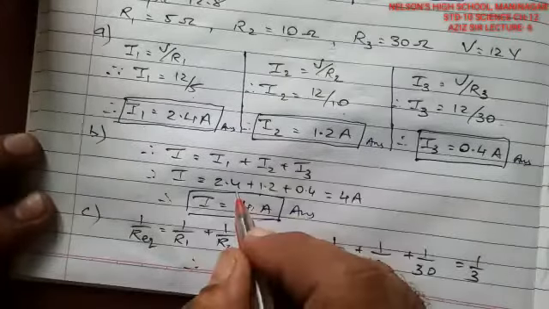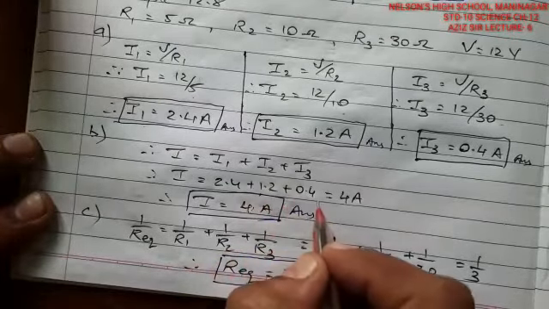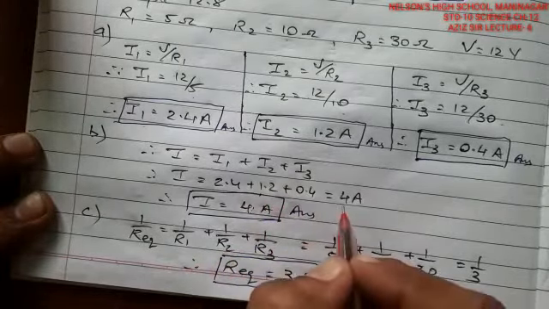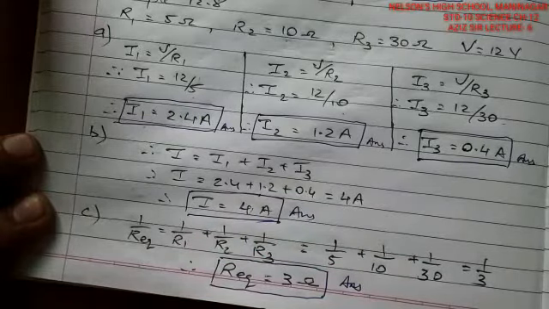4 ampere. 0.24, 1.2 and 0.4, the total comes out to be 4 ampere. So the total current in the circuit is 4 ampere. Now we have to find the total resistance in the circuit.